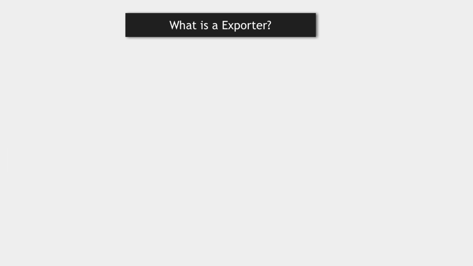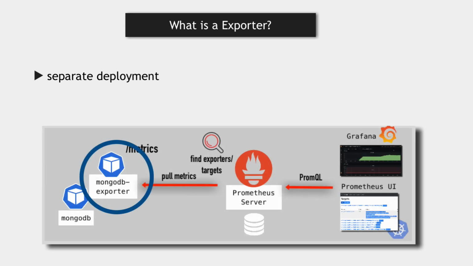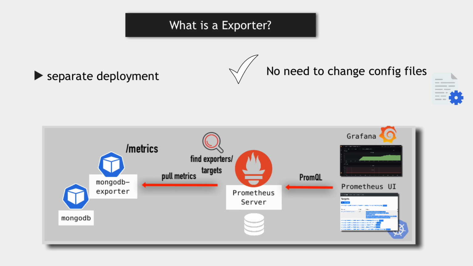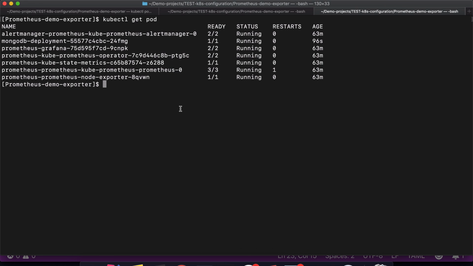An exporter can be a separate deployment in the cluster independent of the application, which is a good thing because when you decide to monitor your application later, you don't have to change the deployment configuration file or service or anything. You don't have to touch the application. You just create an exporter. If you don't want to monitor it, then you just delete the exporter and that's it. So now the question is, how do you find an exporter? How do you know there are exporters available? And how do you install it?